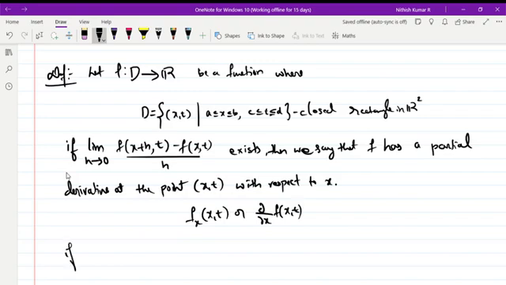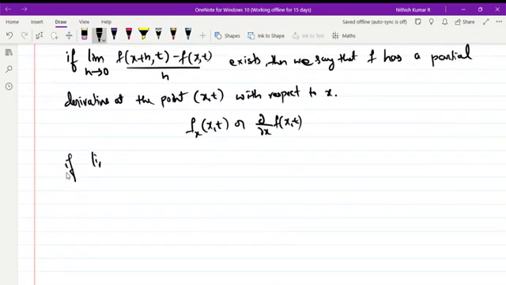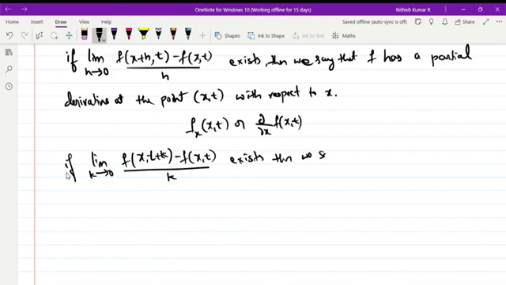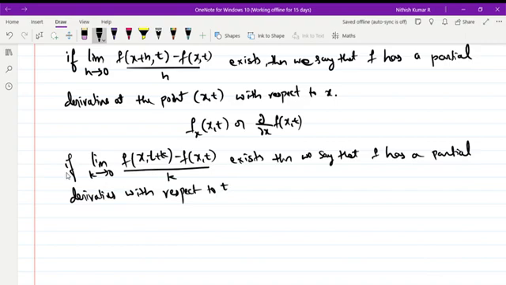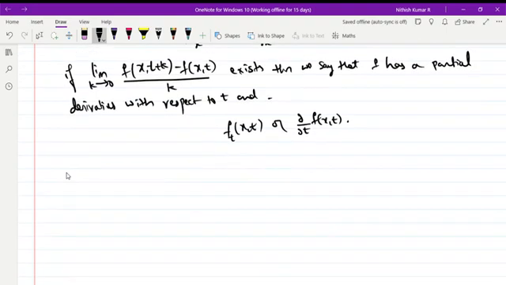So similarly, if the limit as k tends to 0 of f of x comma t plus k minus f of x comma t, divided by k, exists, then we say that f has a partial derivative with respect to t, and the limit value is denoted by f suffix t of x comma t, or dou by dou t of f of x comma t. So we shall see the next theorem.